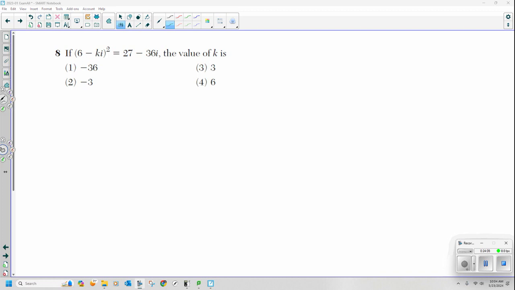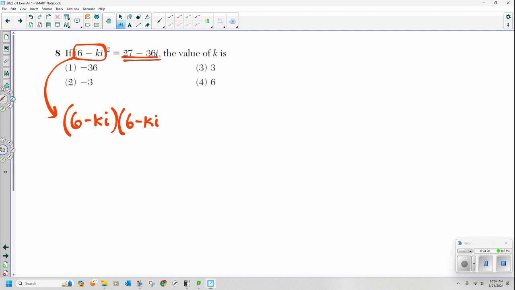The only thing that I can do as I look at this is I can just FOIL this out. I can square this. This, I can't do anything here. So I'm going to take 6 minus ki and square it, which means I'm going to multiply it times itself. So we have 6 times 6 is 36. Then we have 6 times a negative ki, which is negative 6ki. Nothing more I can do with that. Then we have a negative ki times 6, which is, again, another negative 6ki.